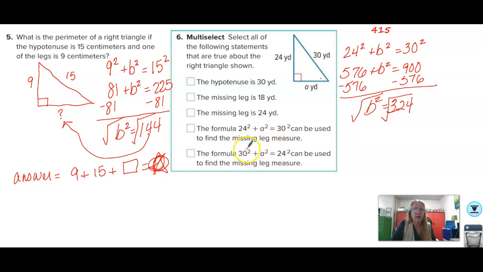Okay, it doesn't matter if it's A, B, or W, whatever. This one is wrong because this is the hypotenuse and it can't be on the left-hand side. That's where the legs go. These are in the wrong places. They should be reversed. So that's definitely not one you want to mark. Okay.